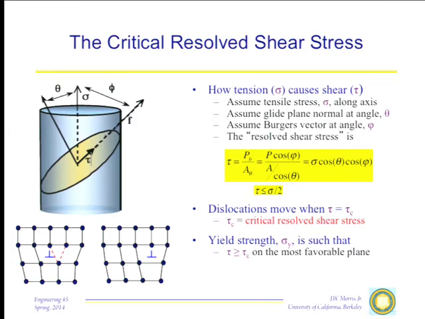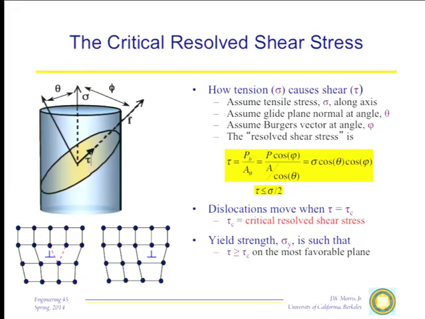To understand that, if we have a tensile stress, P over A, along the axis of the bar, and if we consider the force in any plane angled to the axis of the bar, then there will be a shear component of that force. And as we described last time, that shear component is equal to the tensile stress sigma, cosine theta, cosine phi, where theta is the angle between the normal to the plane we care about and the axis of the bar, and phi is the angle between the shear force in that plane and the tensile axis.